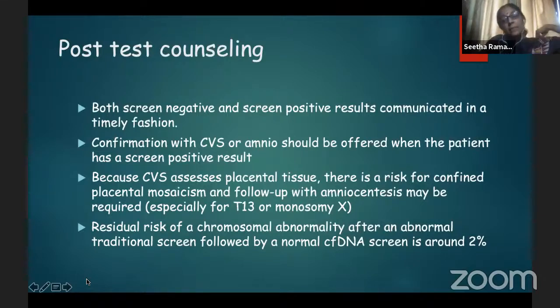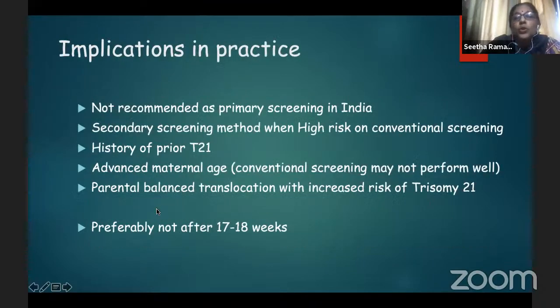Now, once the test comes, it's also important to do post-test counseling. Whatever the results are have to be communicated in a timely fashion. And if there is a screen positive, as I've said earlier, it has to be confirmed with invasive testing, either with CVS or amnio. But because CVS assesses placental tissue and there is a risk of confined placental mosaicism, a follow-up with amniocentesis may be required. And needless to say, if the cell-free fetal DNA is normal, the residual risk would still be around 2% for a chromosomal anomaly.